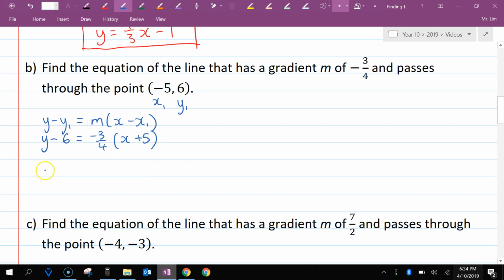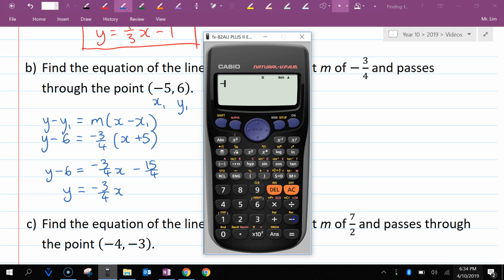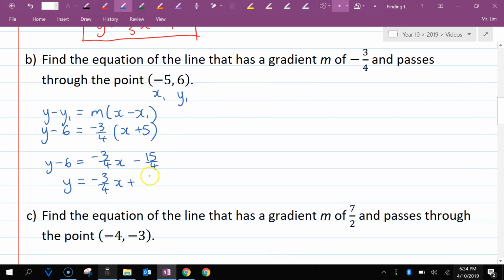Let's expand the brackets. So we have y minus 6 is equal to minus 3/4 x minus 15/4. And then we can add 6 to both sides. y is equal to minus 3/4 x, and what is minus 15/4 plus 6? 9/4. And that's it. That's the equation of our line.